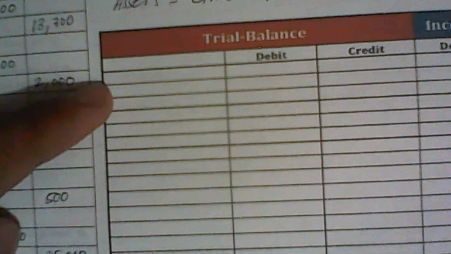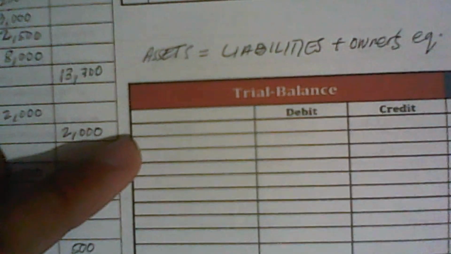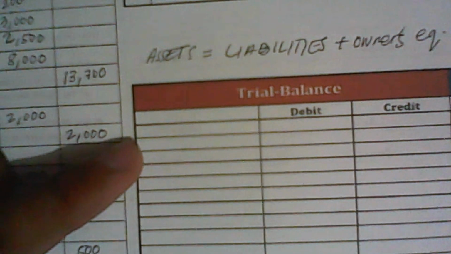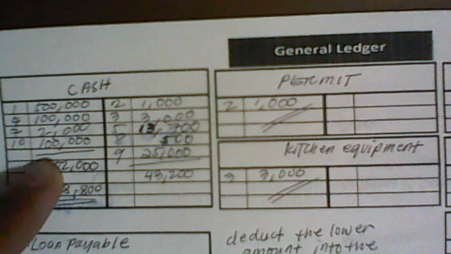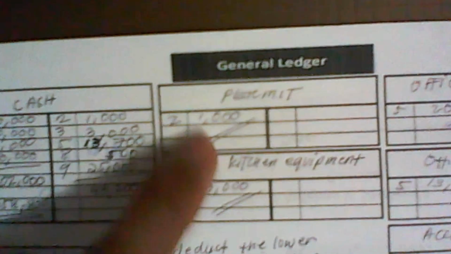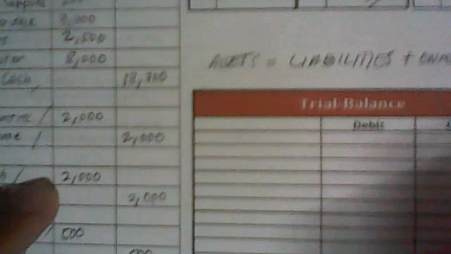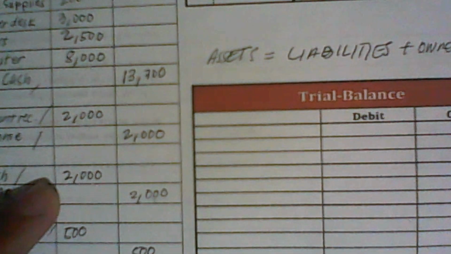So it means the first accounts that we need to put here in the trial balance are the assets. And what are those assets? Simple. These are the assets that we encounter in our transactions: cash, permit, kitchen equipment, office supplies, office equipment, and accounts receivable. Those are the assets that we need to transfer here in the trial balance. So, assets.